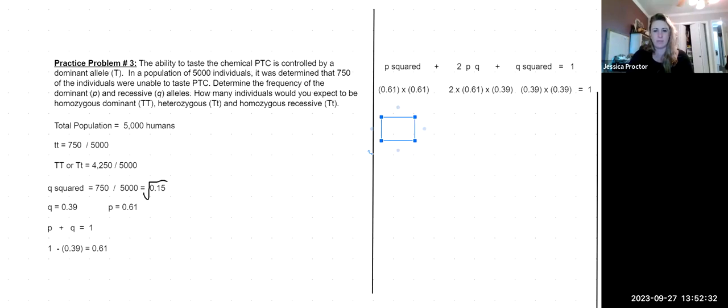Beautiful. Nice job, Francisco. Okay, so 0.37, that's our frequency for homozygous dominant. If we want to turn that into a percentage, piece of cake, 0.37, we just move our decimal 2 places to the right, and that becomes 37%. Okay, so we know that 37% of this population must be homozygous dominant for the ability to taste PTC. So those 37% of people are, in fact, able to taste PTC.